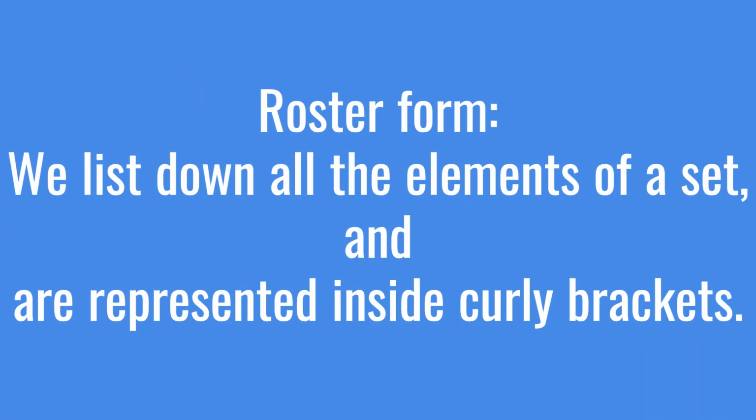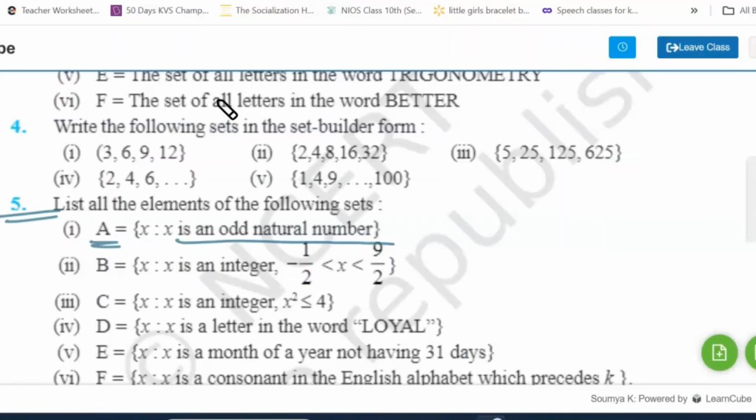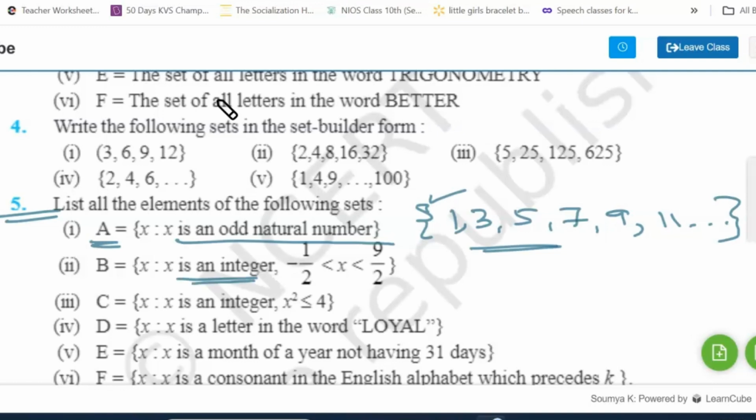Next question is the fifth question. You have element A. Element A is x is an odd natural number. So x is an odd natural number means you can write the elements as 1, 3, 5, 7, 9, 11, like that it goes. Then comes B, that is x is an integer, and this is the range of the values given. Now it is 0.5 till 4.5. You can write it as 0.5, and this is 4.5. Now include the elements in between these.